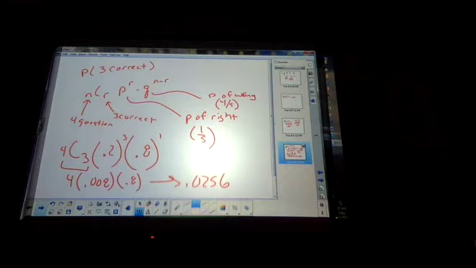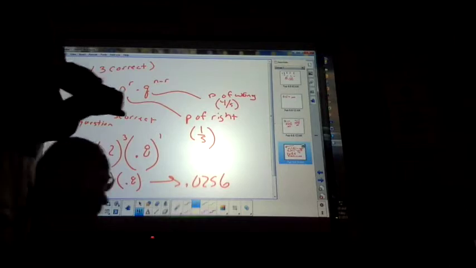Okay, so you have a 2.56% chance of getting 3 questions correct of the last 4 questions if you just arbitrarily bubble in. Could it happen? Yeah. Will it happen? Statistically speaking, probably not.